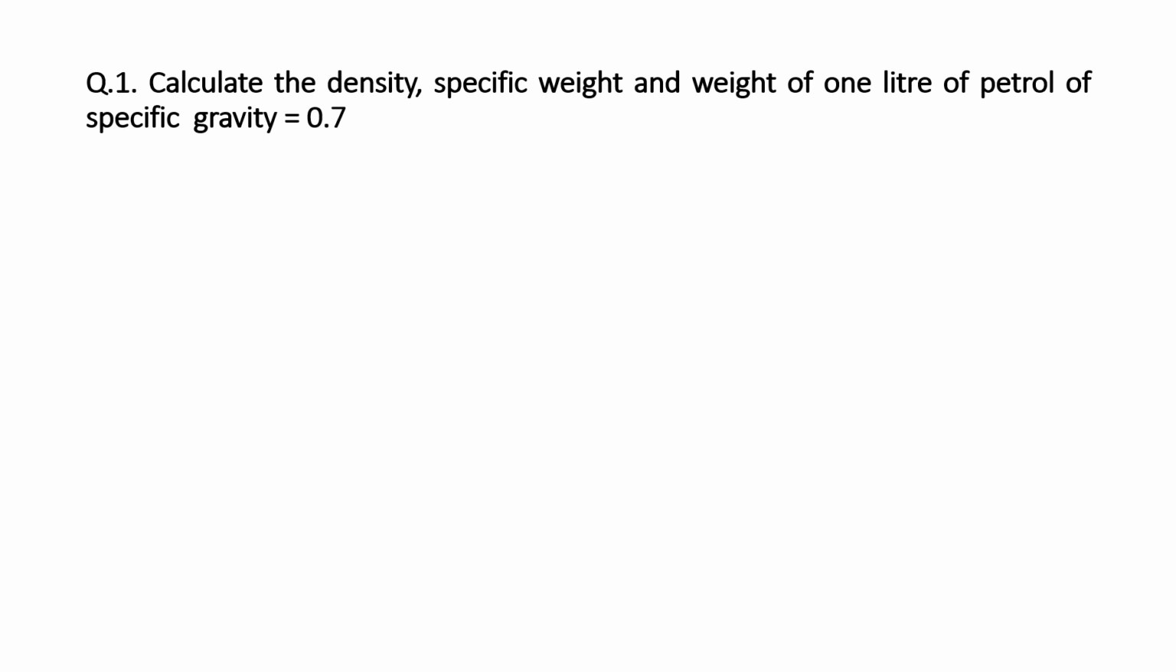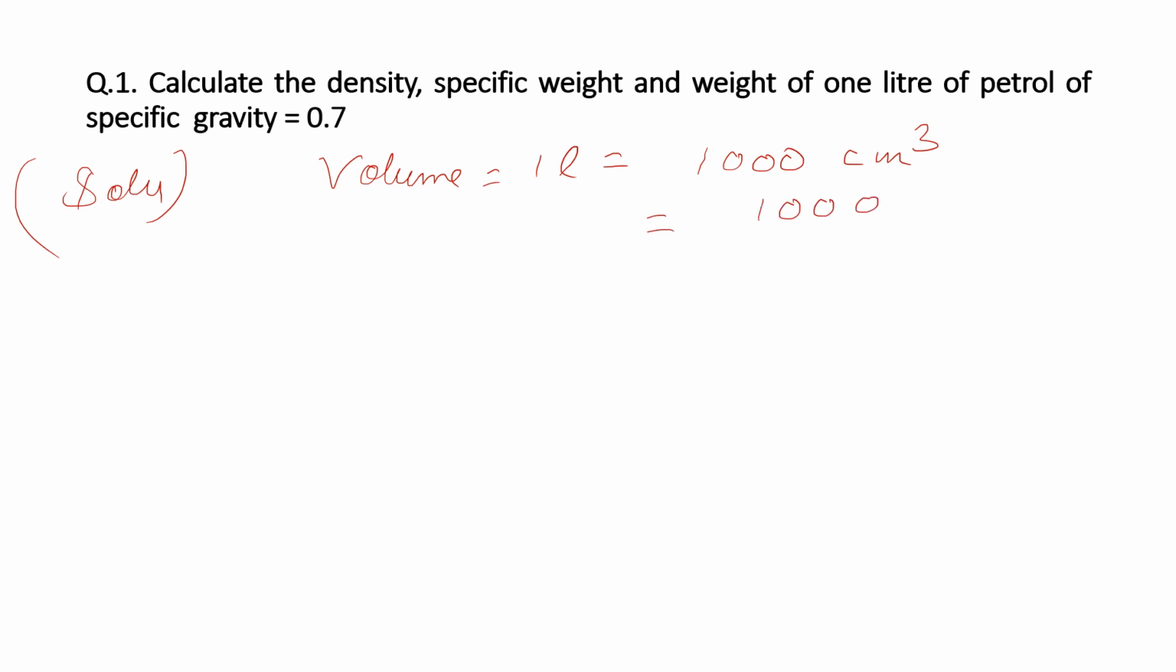It states that we need to calculate the density, specific weight and weight of 1 liter of petrol whose specific gravity is given as 0.7. So here in the question we have been given a volume of petrol as 1 liter. We need to convert this to meter cube. So 1 liter is 1000 centimeter cube, and when we convert this unit to meter cube we will get 0.001 meter cube.